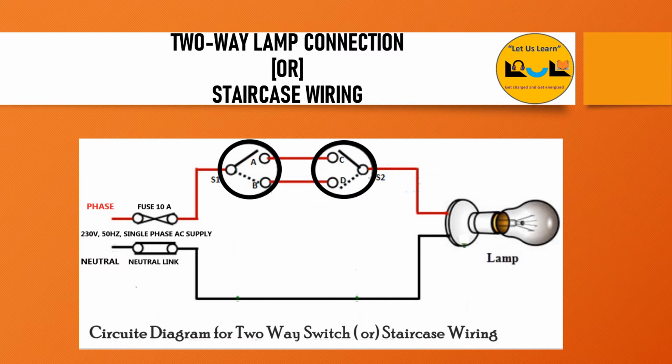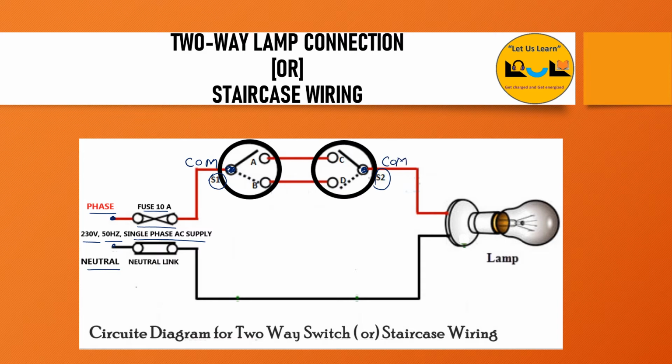Now let us discuss the circuit diagram of two-way lamp connection. It has two terminals, one called the phase and the other called the neutral. The supply given for the circuit is 230 volt, 50 hertz, single phase AC supply. In the phase we are connecting one fuse. The fuse is a protecting device which limits the current, keeps the circuit in normal condition and breaks the circuit in abnormal condition. S1 is two-way switch 1, and S2 is two-way switch 2. This terminal is the common for S1 and this terminal is the common for S2.